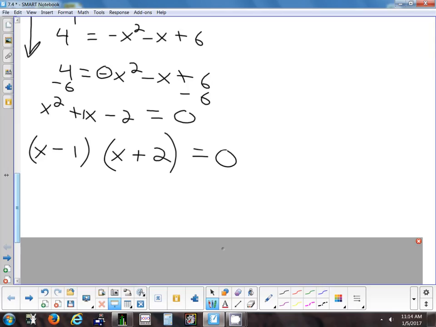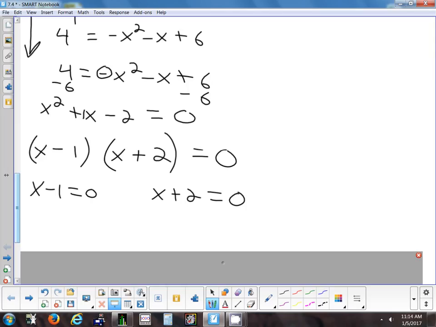One of them has to be 0. So either there's a number that makes this 0, or there's a number that makes this 0. But one of these, or both of them, have to be 0. What would make the first factor 0? X equals 1. And what about your second factor? -2.